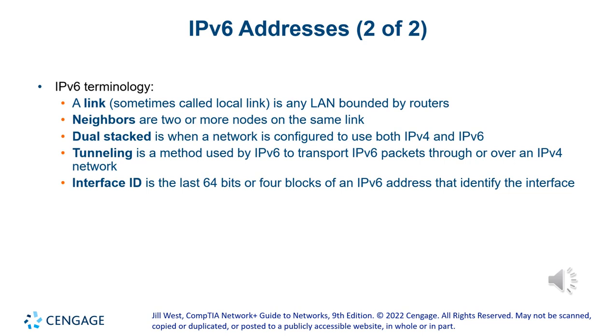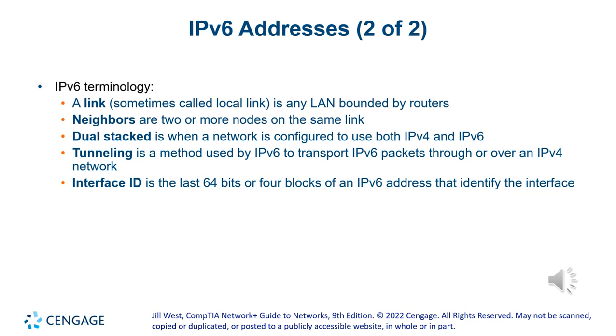Tunneling is a method you can use in case somewhere along the path of your connection there's a network that doesn't support IPv6. You can encapsulate IPv6 over IPv4 and get to the other side. That's what IPv6 calls tunneling.